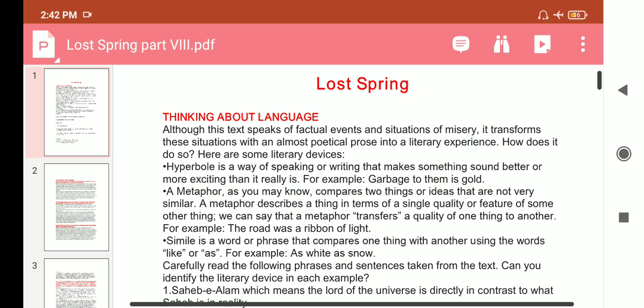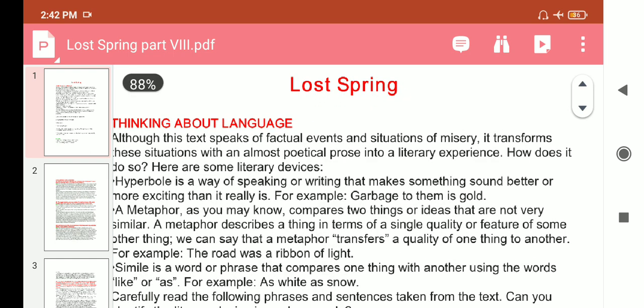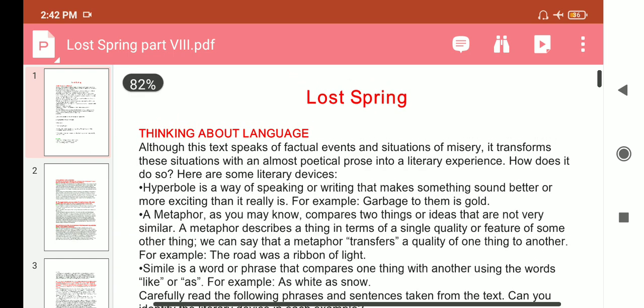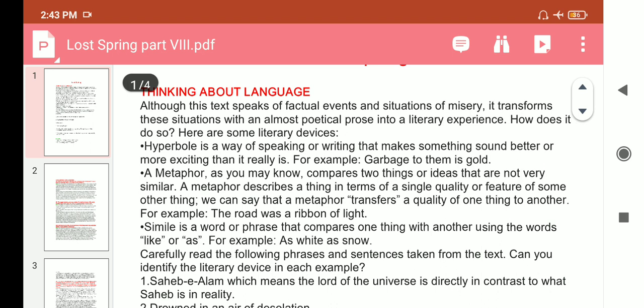A metaphor, as we know, compares two things or ideas that are not very similar. A metaphor describes a thing in terms of a single quality or feature of some other thing. We can say that a metaphor transfers a quality of one thing to another. For example, the road was a ribbon of light.